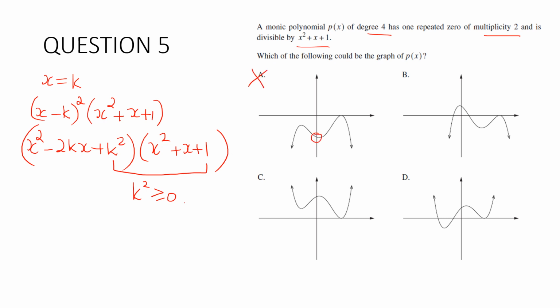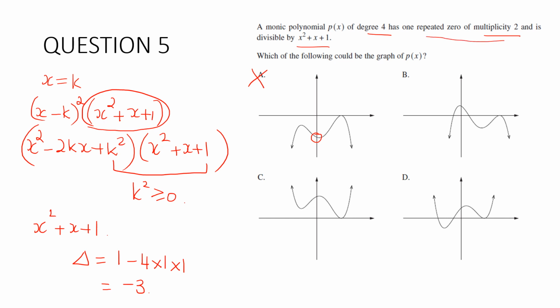Now furthermore, if we just have a look at x squared plus x plus 1, the discriminant here is b squared minus 4ac, which is negative 3. So there are no other roots other than the repeated 0 of multiplicity 2. So this one here has got 2 other roots, so it's out. This one here has 2 other roots, so it's out. So our answer is C.